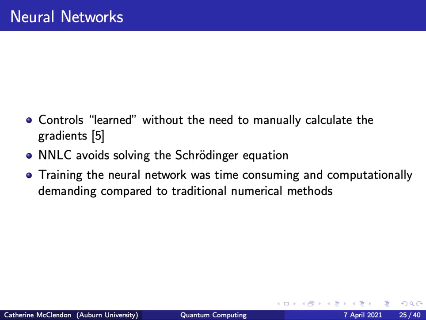The benefit of using a neural network in this case was that it allowed the controls to be learned without the need to manually calculate the gradients. The NNLC approach also solved the differential equation using deep learning, which avoided the need to actually solve the Schrodinger equation altogether. However, the process of training the neural network was time-consuming and computationally demanding compared to traditional numerical methods, such as just using an Euler method to solve the differential equation.